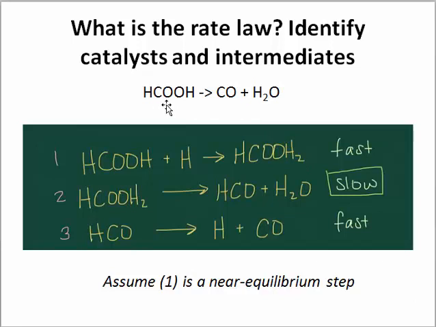Consider this reaction. HCOOH goes to CO plus H2O. You should be able, from the information provided, to determine the rate law, identify catalysts and intermediates. The reaction occurs by these three steps, these elementary reactions. Assume the first one, the fast step, is a near equilibrium step. The slow step, number 2, will again be a rate determining step.